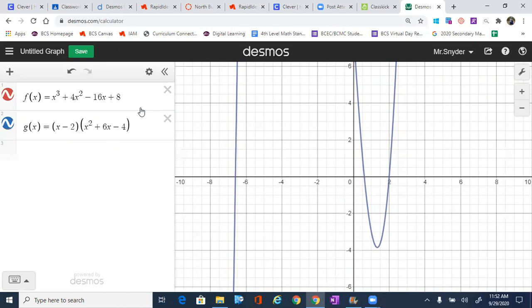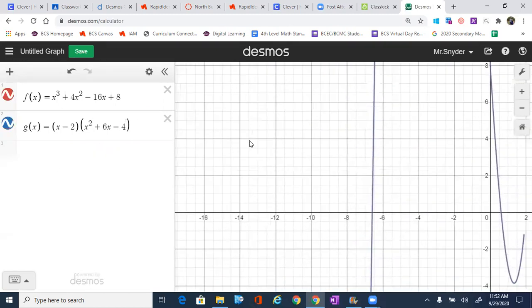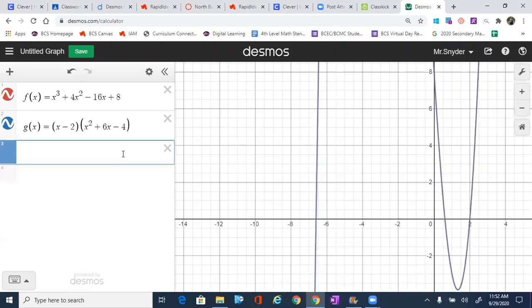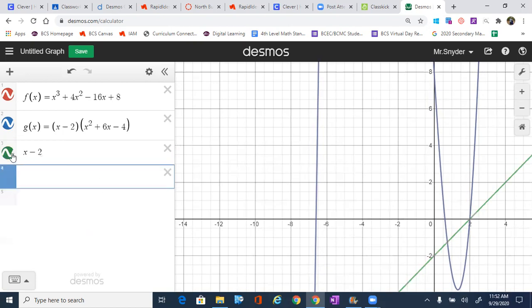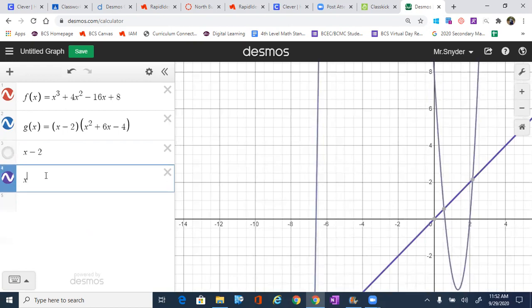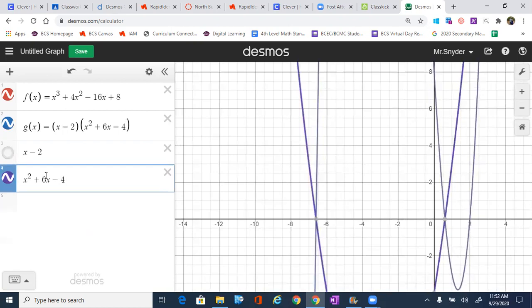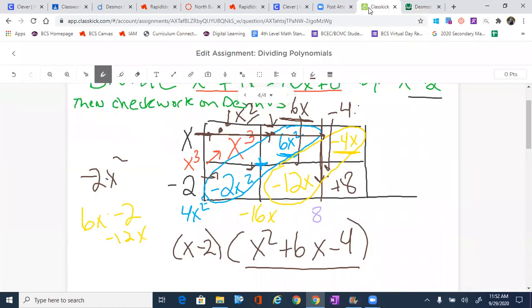We are in great shape. If we extend this just a little bit, we can also see that if I type in x minus 2, it intersects the x-axis at 2 with the blue graph. And if I type in the other answer, x squared plus 6x minus 4, those intersect the x-axis at the other 2 spots. So that's another way we can verify our work. We have lots and lots of ways of doing this: doing the division using that table, and then coming back here and checking our work on Desmos is going to be a super big help. And there's division of polynomials. It's good stuff.